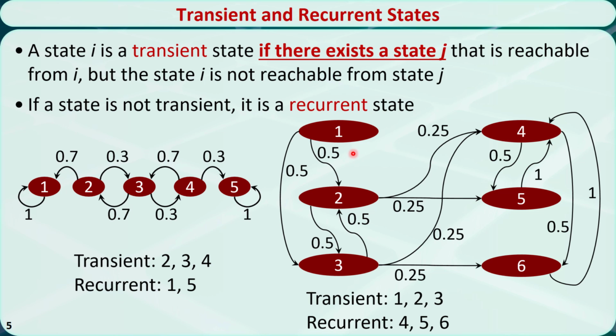In this Markov chain, the 3 states on the left are all transient states. If we go from one of these 3 states to one of the states on the right, we will never come back to the left. The 3 states on the right are all recurrent states.